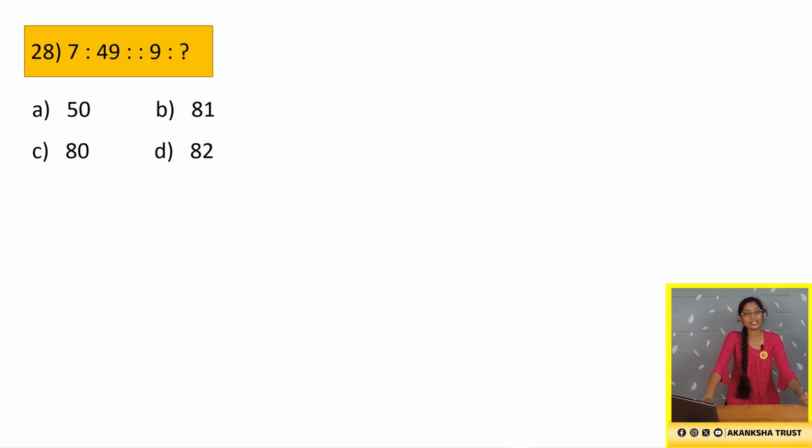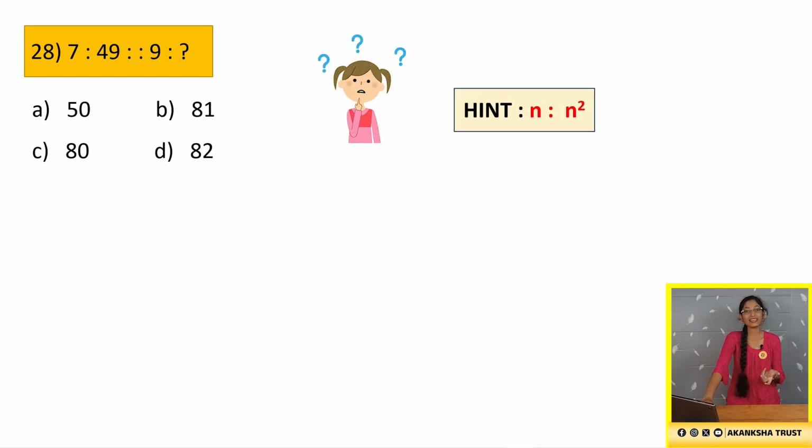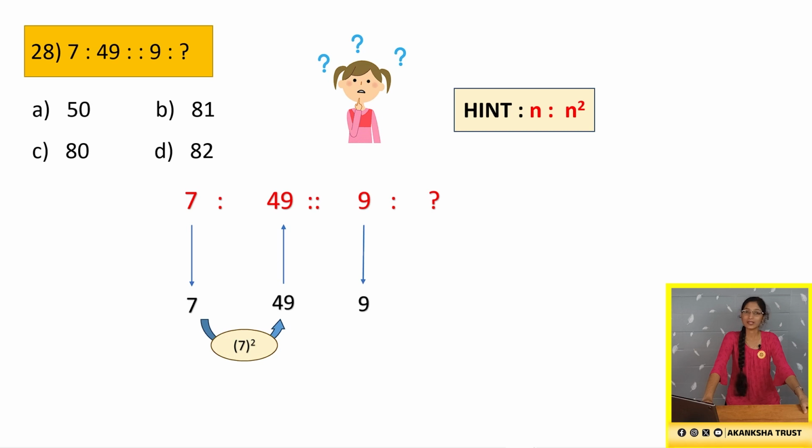Okay, 28th question. 7, 49, 9, question mark. Very easy. 7 and 49, what are these? 7 square is 49. Yes, the hint is like this: the first number is n, and we arrive at the second number as n square, doing the square of the first number. 7 square is 49. So what's the next number? The fourth number: 9 square. 9 square is 81. So 81 is our required answer, which is in option B.